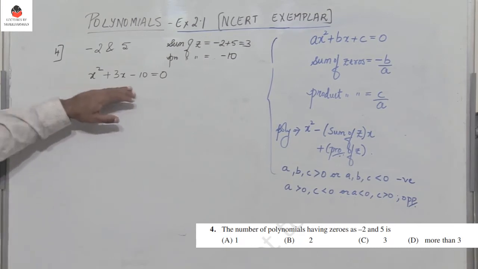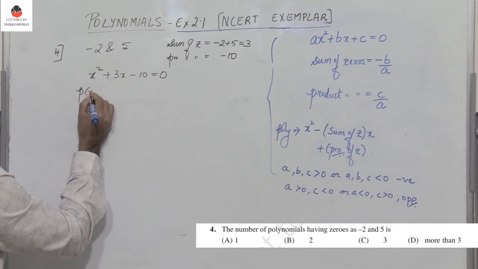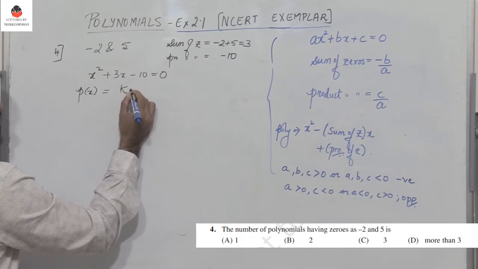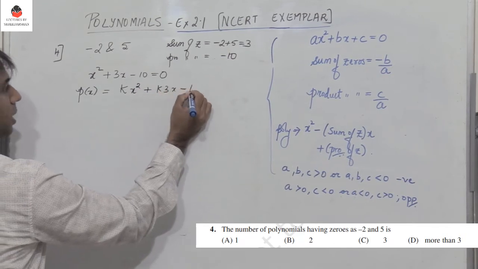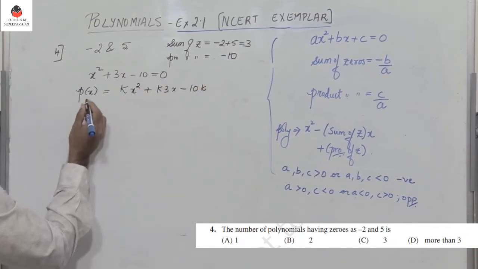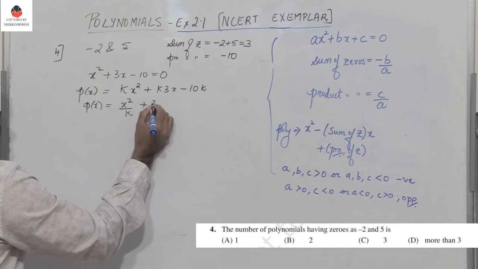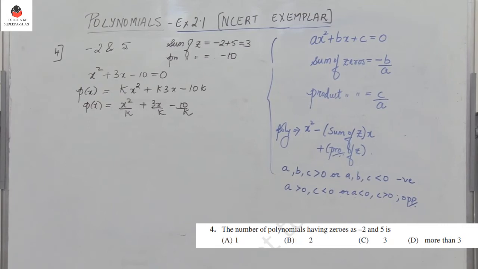Now we know that for a polynomial, if I multiply a given polynomial by any arbitrary constant or divide it by any arbitrary constant, the value does not change. That means if this polynomial is multiplied by k, an arbitrary constant, kx square minus k3x minus 10k, or if p of x is equal to x square by k minus 3x by k minus 10 by k, what happens? We find that the value of the zeros do not change.